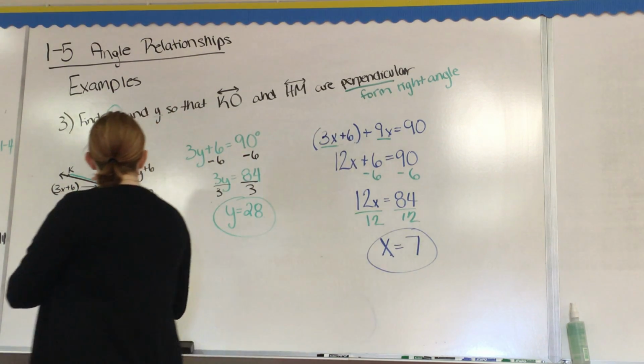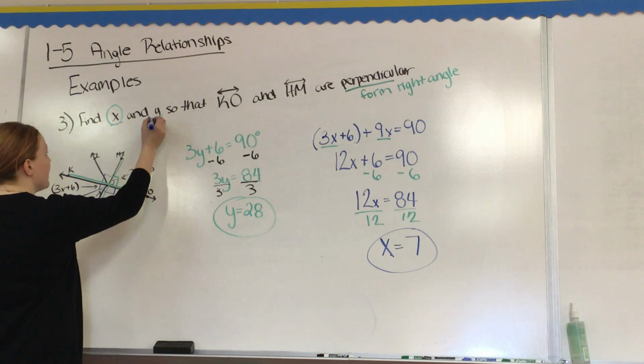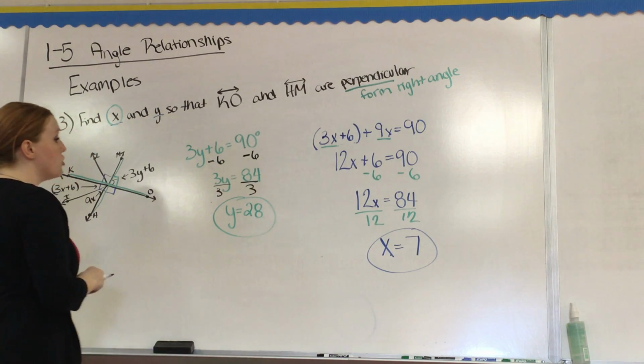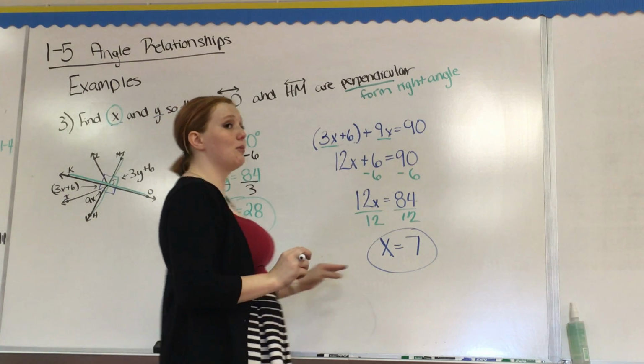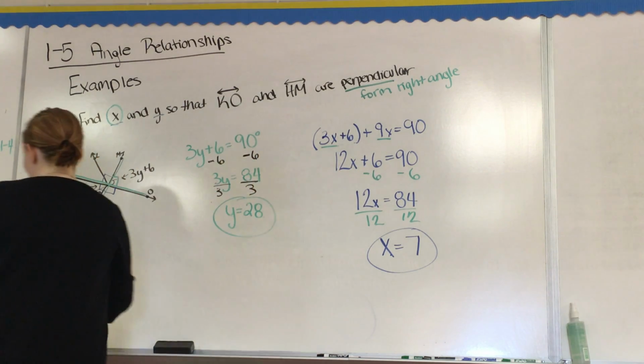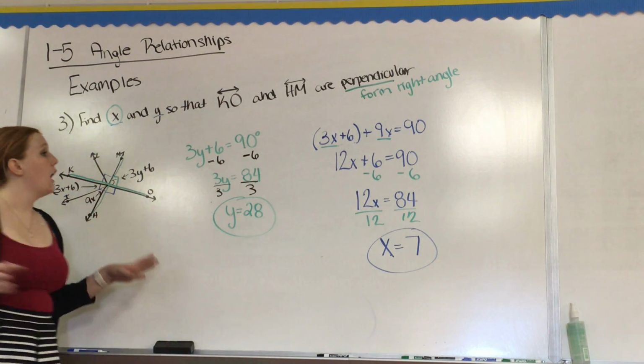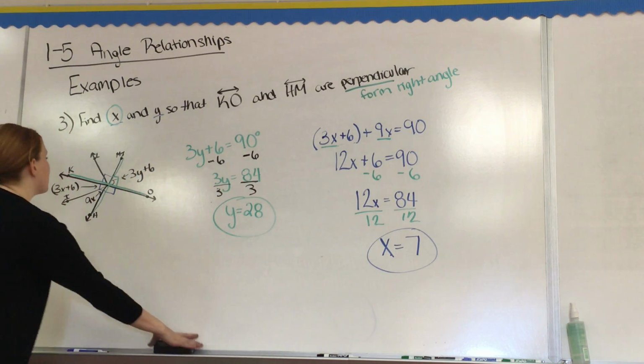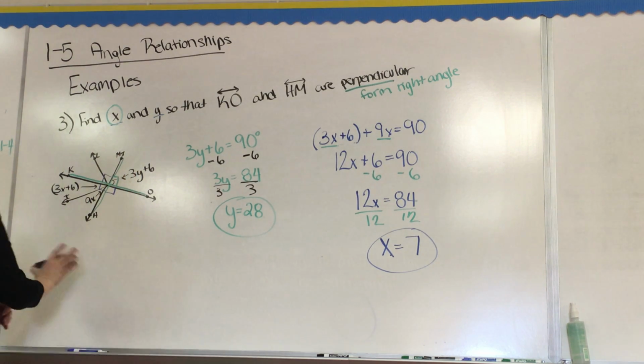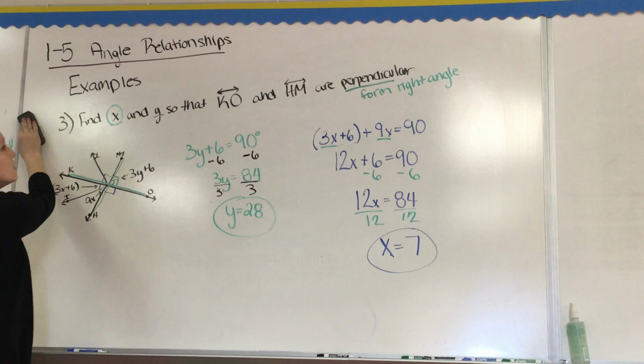Okay, so now are we done? We have x and we have y. So yes, we are done. I circle my answer so it's easy for the teacher to find, aka me. And we're going to do one more example. So I'll let you write that down. If you have any questions, feel free to ask me. And we're going to move on to number 4.